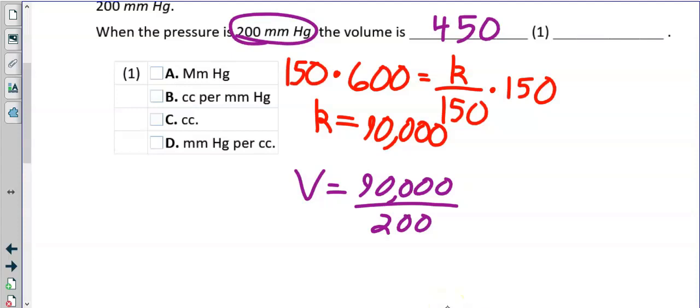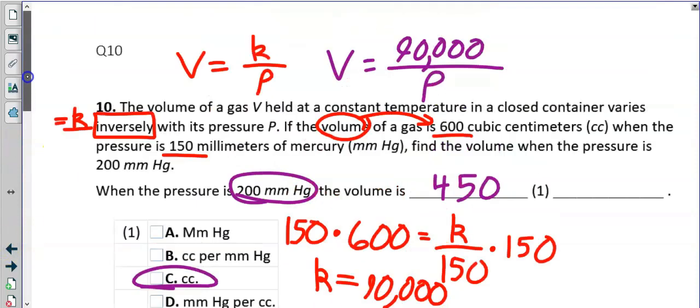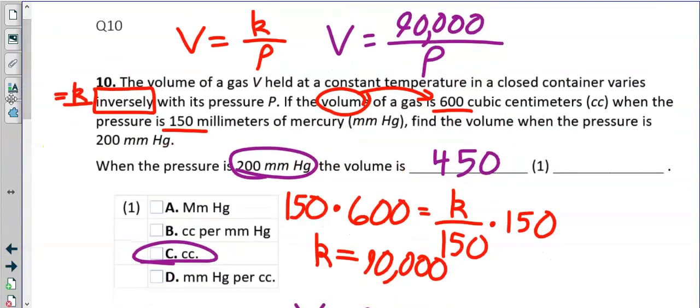Okay. Now the question is, what is the label for it? Centimeters cubed, right? And that's A, B, C, or D? C. If you ever get confused on your label, go right back up into the problem. Look at the label for the volume. Here's volume. Cubic centimeters, which is cc. That tells you the label right there. And that's it. That's what your test is going to be like.